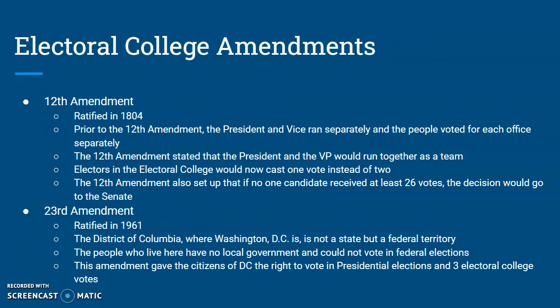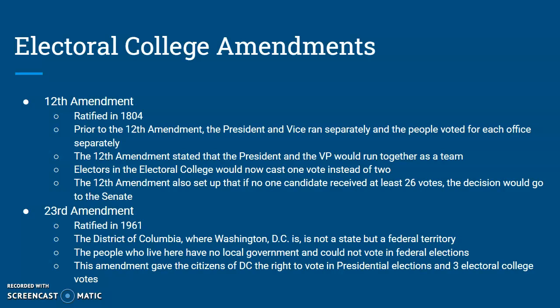Okay. There are 2 amendments that deal with the Electoral College that you need to be familiar with. The first one is the 12th Amendment, which was ratified in 1804. Prior to the 12th Amendment, the President and the Vice President ran separately, and they were voted into office separately. What was essentially happening is the number 1 finisher would become president, and the runner-up would become vice president. Two people that were running against each other would now have to work together for 4 years in office.